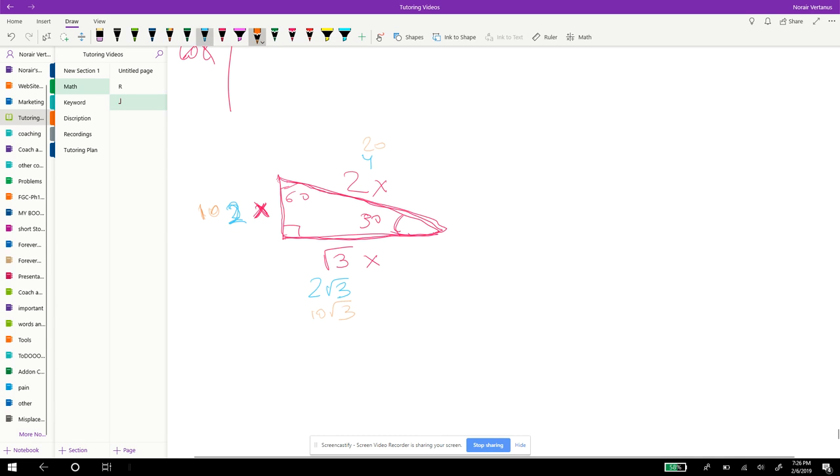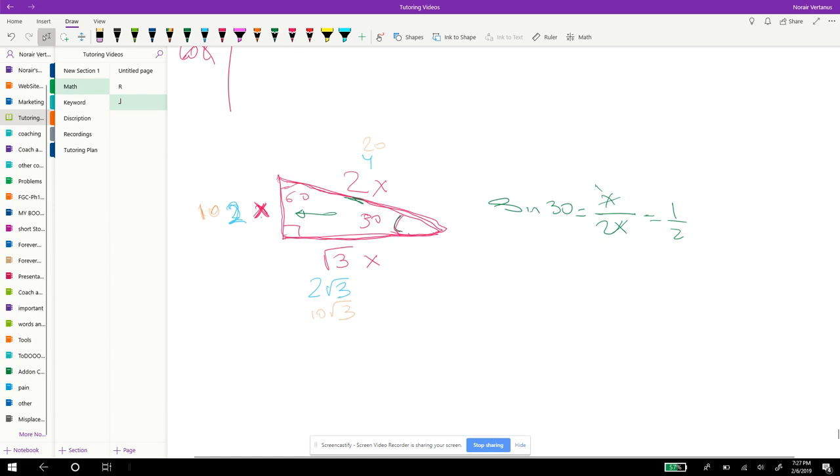So what is sine of 30? Sine of 30 is opposite over hypotenuse. That's 30, the opposite of that one over the hypotenuse. Like x over the hypotenuse, which is 2x. X over 2x, or you can say 2 over 4. If I go with the variable x over 2x and simplify, x and x cancel, you get 1 over 2.